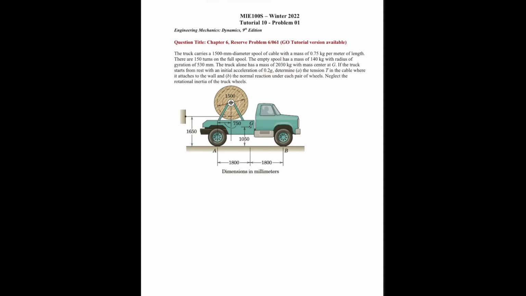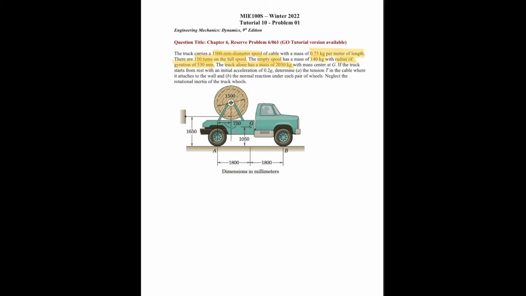Okay, so starting with our first question, we've got a truck that carries a 1,500 millimeter diameter spool of cable with a mass of 0.75 kilograms per meter of length. There are 150 turns on the full spool, and the empty spool has a mass of 140 kilograms with a radius of gyration of 530 millimeters. The truck alone has a mass of 2,030 kilograms with a mass center at G.